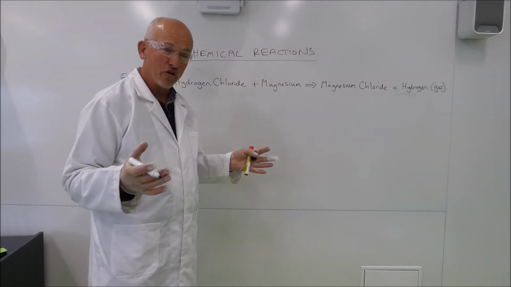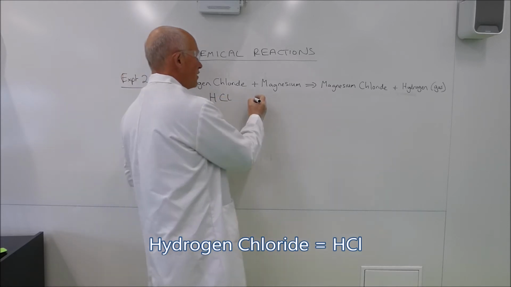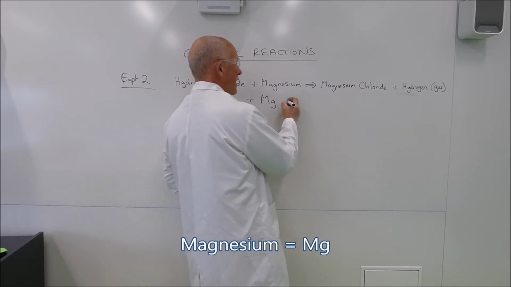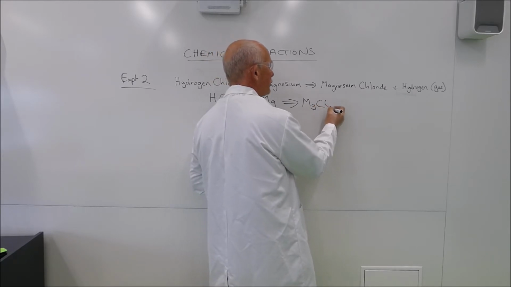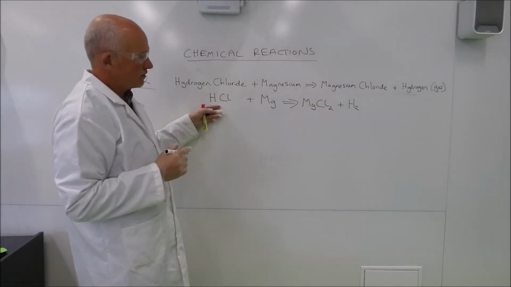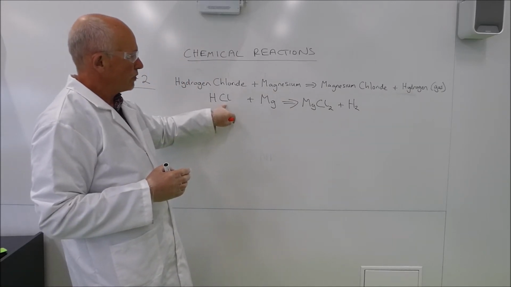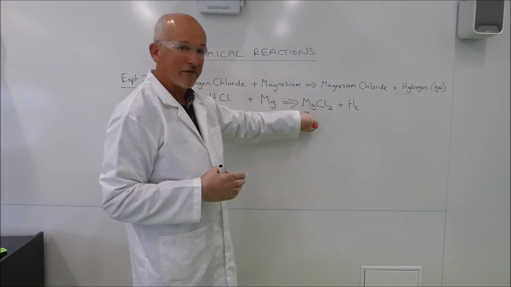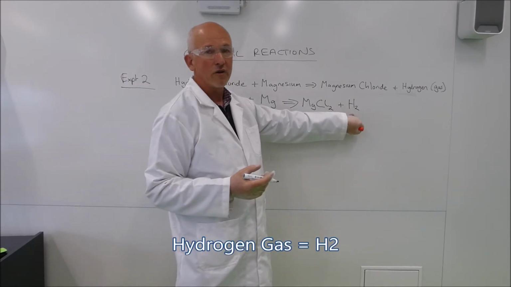If we look at that as chemical formulas now, we'd write hydrogen chloride as HCl plus magnesium, which is just called Mg as a chemical formula, and that will go to MgCl2 plus H2. So the chemical reaction as a formula here, we've got hydrogen chloride, hydrogen and chlorine plus magnesium. The chlorine goes over with the magnesium over here to form magnesium chloride, which is a salt, and the leftover hydrogen combines to form hydrogen gas.